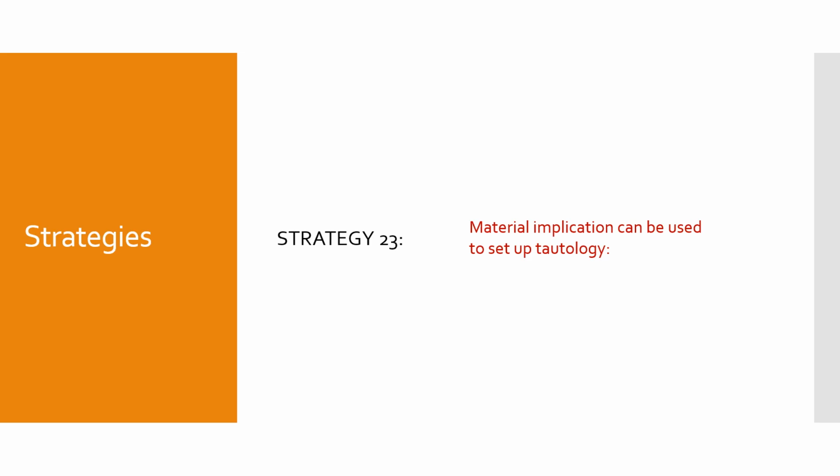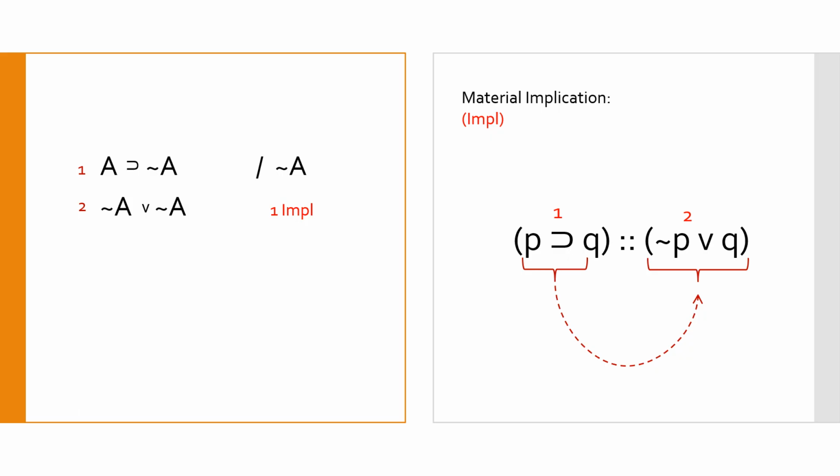Strategy 23 says that a material implication can also be used to set up a tautology. So notice if I have this statement, if A, then not A, and the conclusion I want to draw is not A. To get there, the first step is to follow the rules of a material implication. Remember, a material implication basically tells us that I can convert a conditional statement into an either-or claim, if what I do is negate the first term.